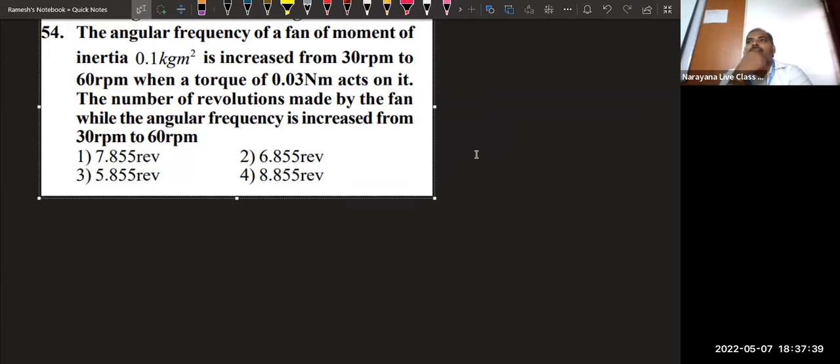You found total angular displacement. Total angular displacement means number of revolutions into angular displacement in one revolution. No?